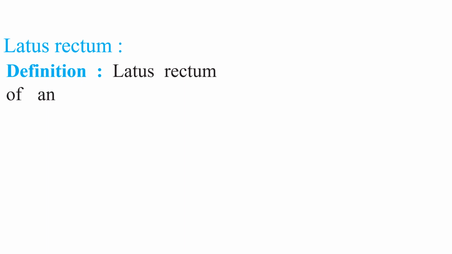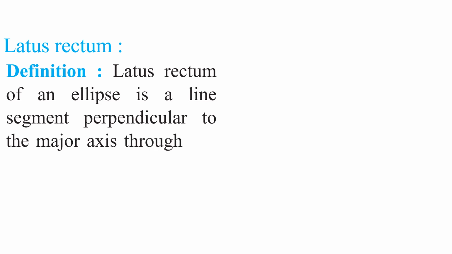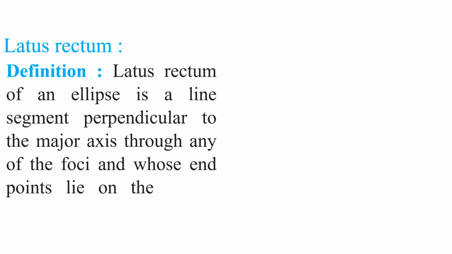Okay, my children. The latus rectum of an ellipse is a line segment perpendicular to the major axis through any of the foci and whose endpoints lie on the ellipse. This is the definition of the latus rectum of an ellipse. It is a line segment perpendicular to the major axis, it passes through any of the foci, and the endpoints of the line segment lie on the ellipse.